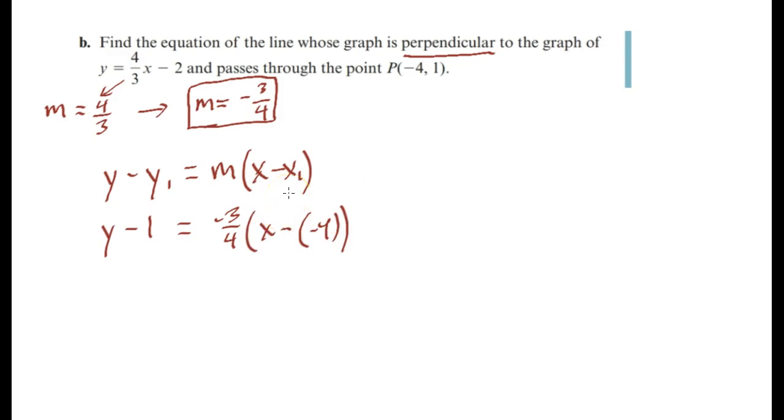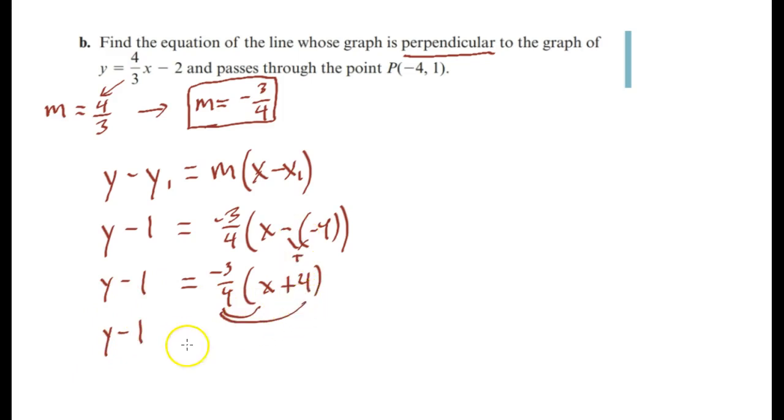Okay, and then we want to simplify a little bit. This becomes a plus, so this is y minus 1 equals negative 3/4 times x plus 4. And then we want to distribute the negative 3/4 through the parentheses. So this is equal to negative 3/4 x, and negative 3/4 times 4. You'll notice that the 4 cancels out with the 4 in the denominator, so you're just left with minus 3.